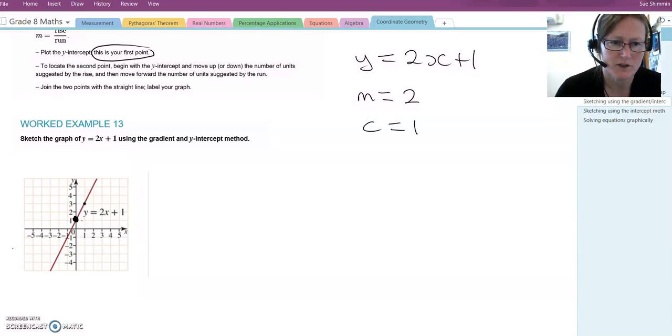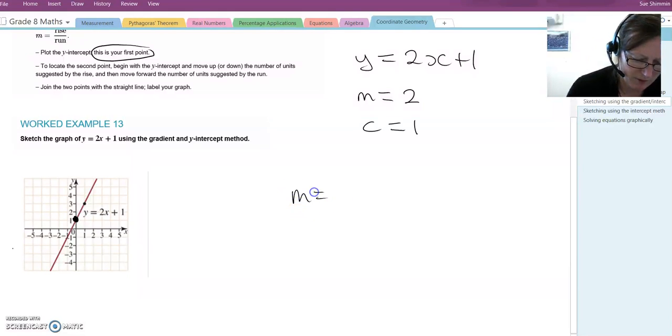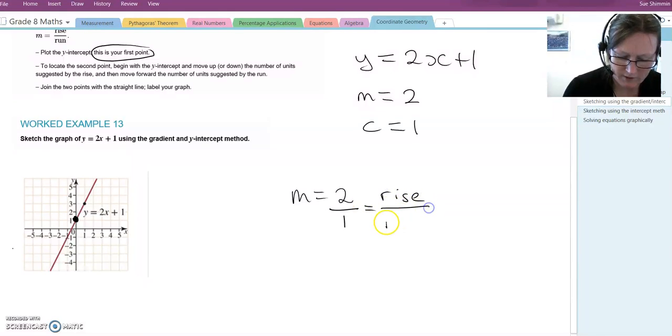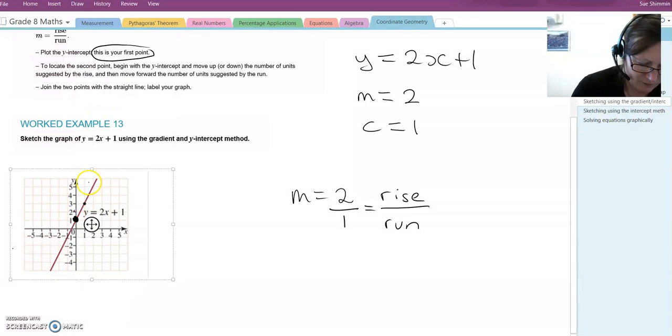To locate the second point, we begin with this first point and we move up or down the number of units suggested by the rise, and then we move across the number suggested by the run. So remember, a gradient of 2 is the same as saying 2 over 1. And this is equivalent to the rise over the run. So from this point here, we rise up 2, 1, 2, and from there we run across 1.